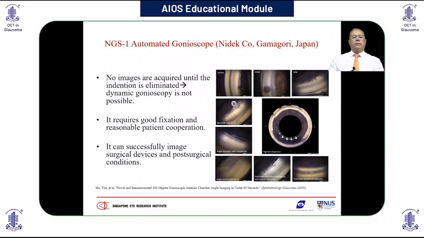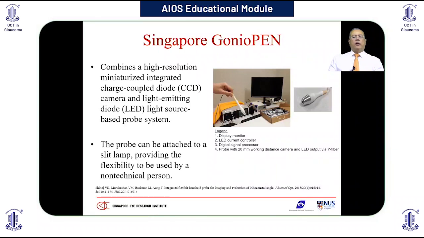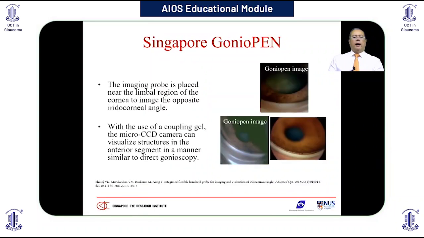Here are further examples of angle images obtained by this device. In Singapore, we're also developing a new device called the Gonio Pen, which is a much lower cost method of imaging the angle. This is a probe that's attached to a slit lamp, and you can hold it against the eye to produce images of the angle, as you can see here on the bottom. And this is a low contact method of imaging the angle using photographic methods.